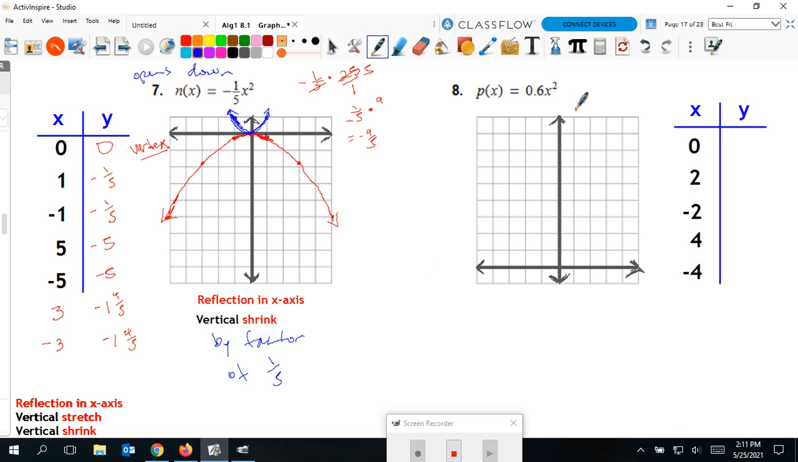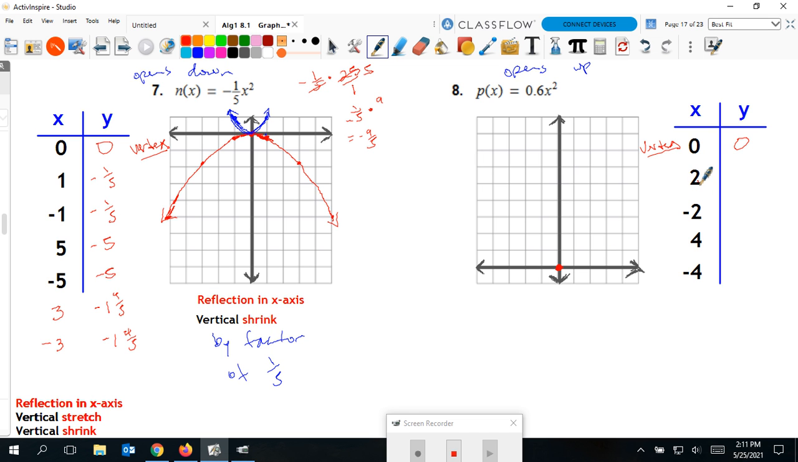Number 8, we have 0.6 here in front. It is opening up because it's positive, so we can see that. This one opens up. When I put in 0, I'm going to get 0 again. That is our vertex again. So our vertex is 0, 0. Now notice I'm putting 2s and 4s here. I'm trying to be a little strategic on this one. We can get things even in the middle if we want to. If I could do 1s, I can do a whole bunch here if I wanted to. But if I do 2 and 4, I think that'll give us some good ones.